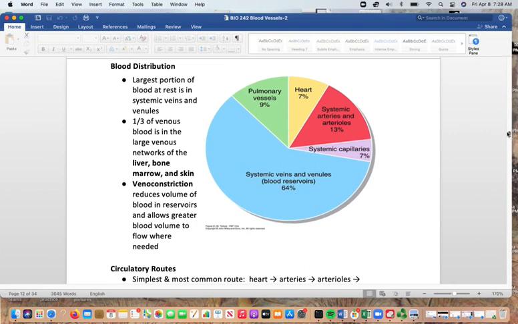So where does all of this blood go? The largest portion of the blood is at rest in the systemic veins and venules. So this is 64%. About a third of the venous blood is in large venous networks of the liver, bone marrow, and the skin. So if venoconstriction is going to reduce the volume of blood in the reservoirs, this is going to allow greater blood volumes to go to other places where it's needed.